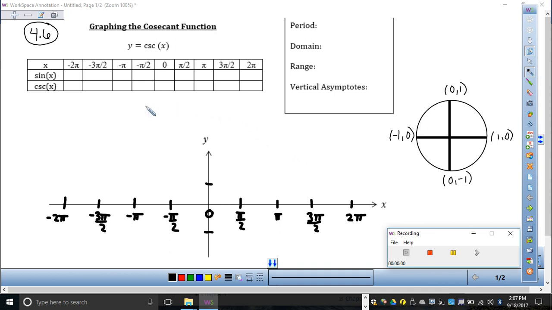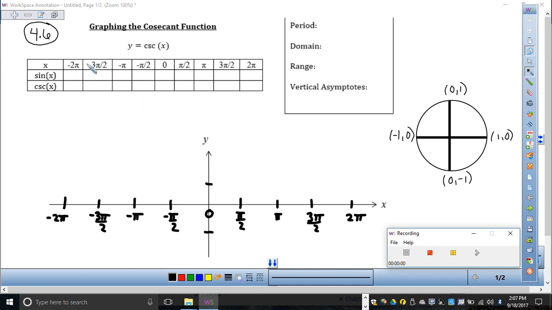So today we're starting into 4.6. We're going to be looking at the graph of cosecant, and we know that cosecant has a special relationship with sine. It's a reciprocal relationship. So in order to think about this graph, we need to think about the graph of sine first.